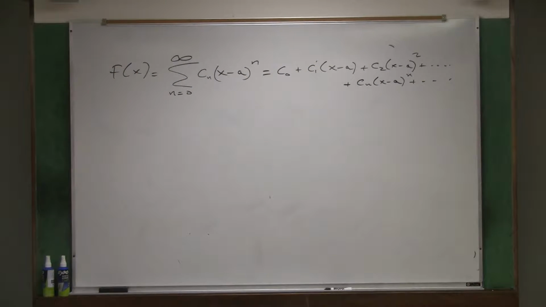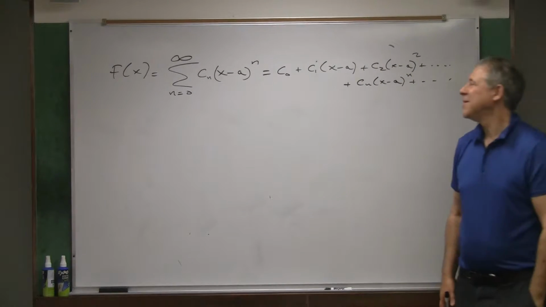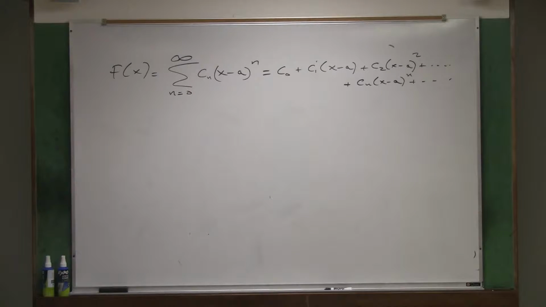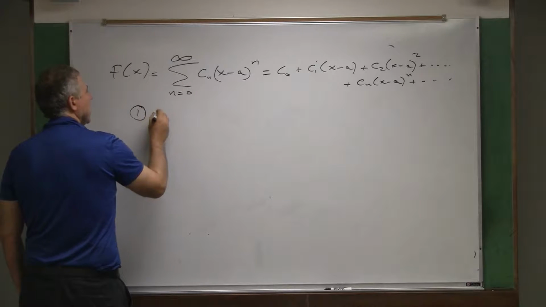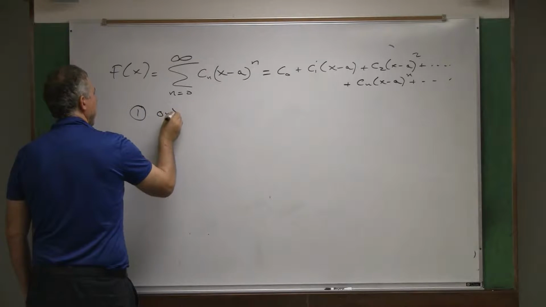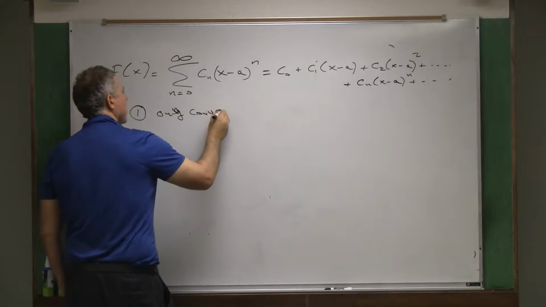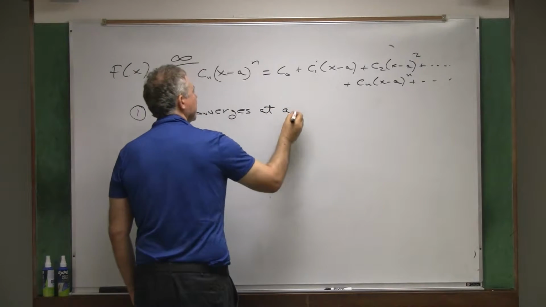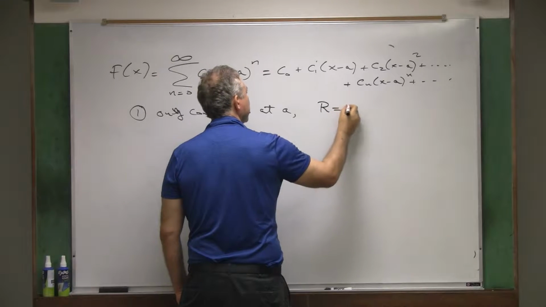And we said the big theorem is 3 things can happen. Okay, there's going to be 3 things that can happen. Can you tell me what they are? What are the 3 possibilities? Yes. It converges only at a. So one possibility is it only converges at a. And in this case, the radius of convergence is 0.